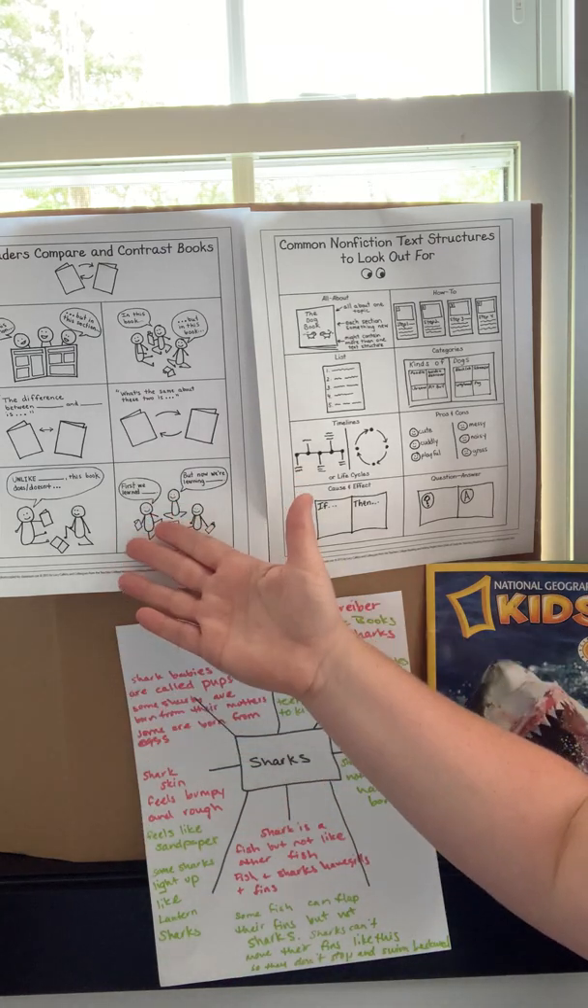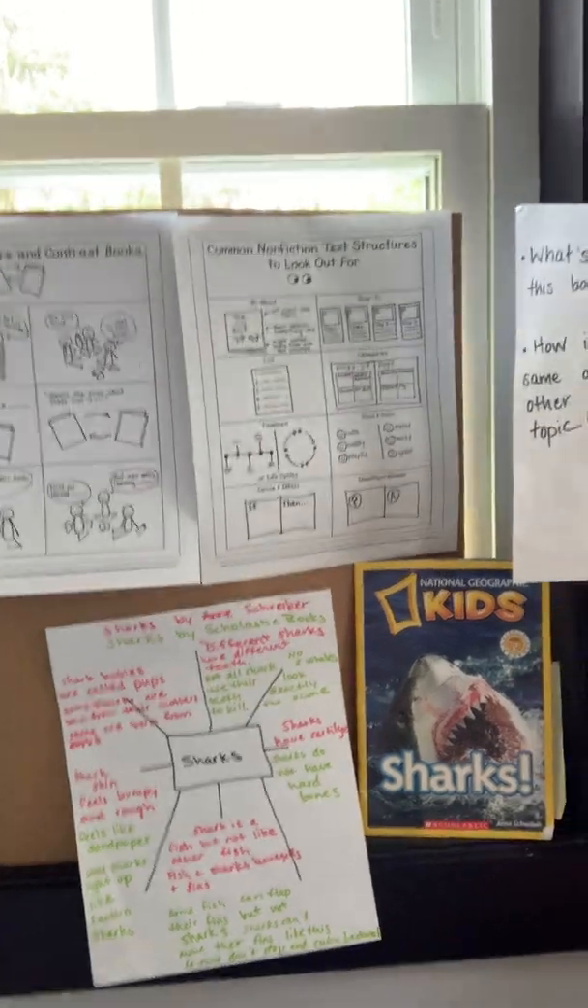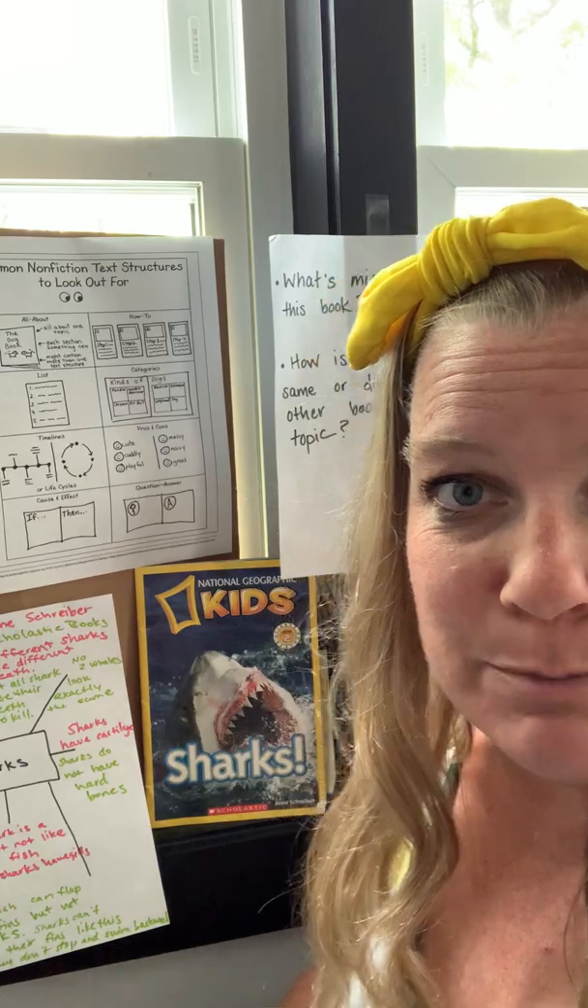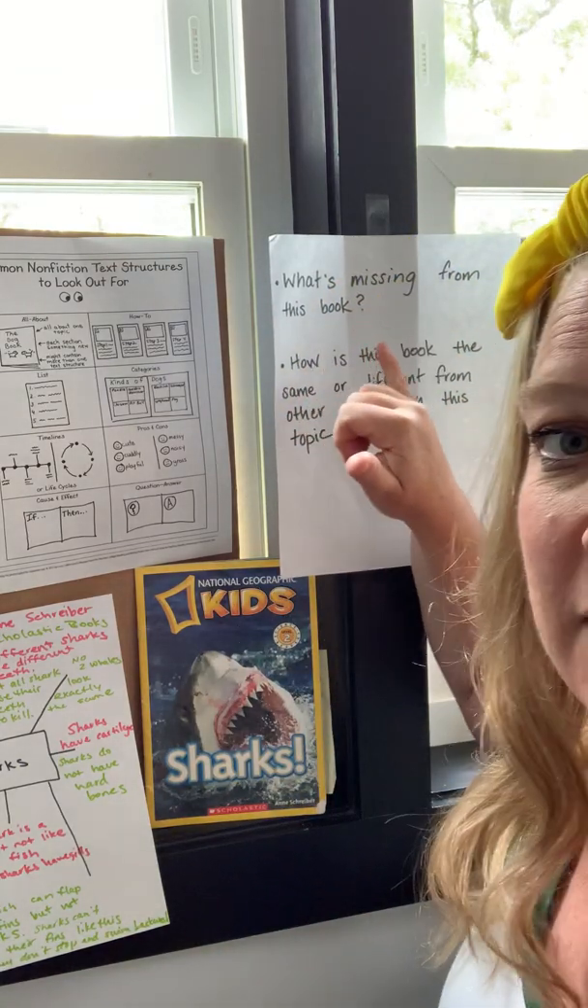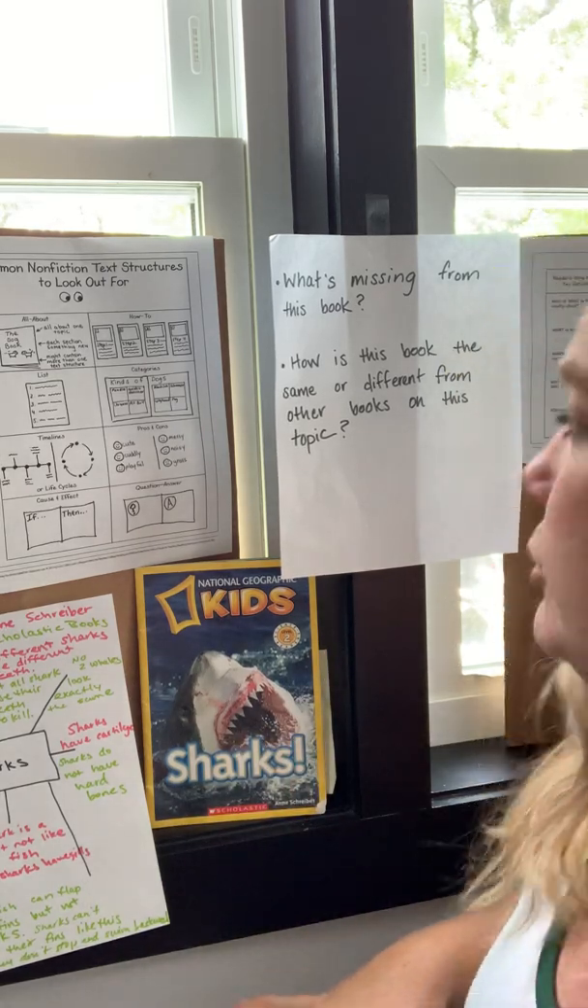And today, what I want to teach you is that most nonfiction books only contain bits and pieces of the whole truth about the topic. Every author has to pick and choose what to include and what to leave out. There just simply isn't room in one book to include everything. So one thing readers do is think, what's missing from this book? And I wrote that down here because this is going to frame our thinking today as we read an excerpt from another book about sharks.